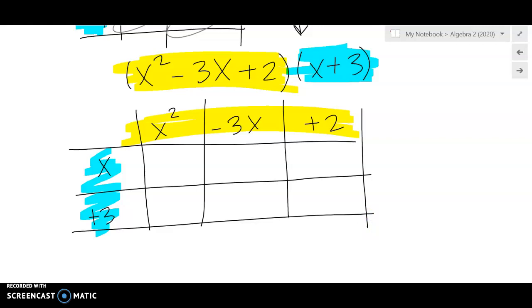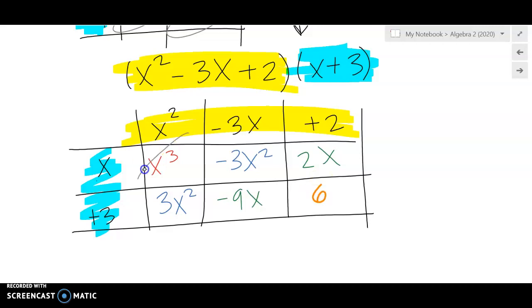Okay, now you need to multiply. We got a bunch of boxes here. So when I multiply this, I do x times x squared. That'll be x cubed. Then I do x times negative 3x. That's negative 3x squared. Then I do x times 2. That's 2x. Now to the next row. 3 times x squared is 3x squared. Then I do 3 times negative 3x. That's going to be a negative 9x. And then this last one is the numbers. 3 times 2 is going to give me a 6.